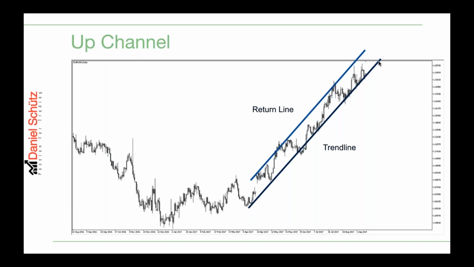We have a trend to the upside here, and we paint in the darker line, the trend line. And then we paint in a second line. That's a returning line. The low points are connected by the trend line, the dark blue line, and the high points by the return line. And what I just said: I don't want you to go short at the return point in the upward channel or in an upward market.